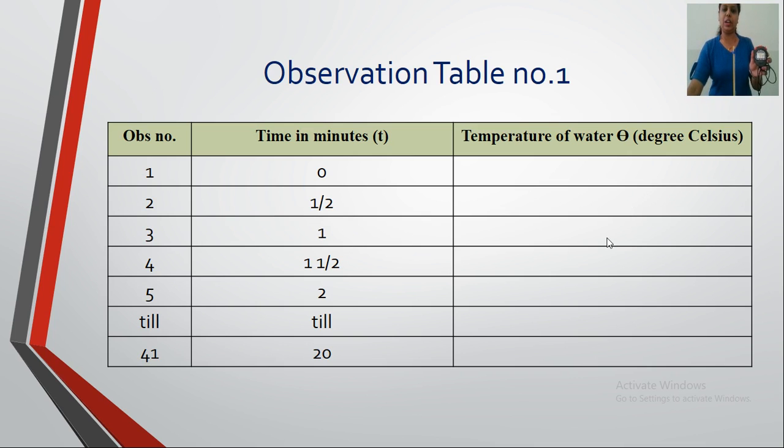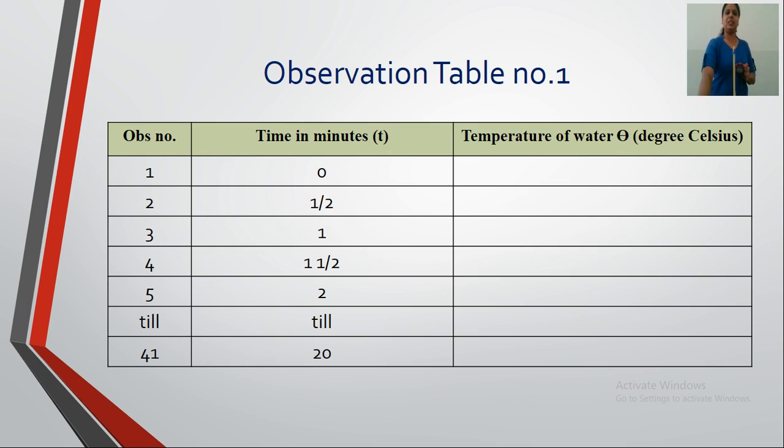After 1 minute, you will record the reading. After 1.5 minutes, you will record the reading. In this way, we will record the temperature for every half minute till 20 minutes are over. So this is the first observation table. It will take 20 minutes at least. This is a simple experiment, but it will take a longer time to take the readings. So this is how we will complete observation table number 1.